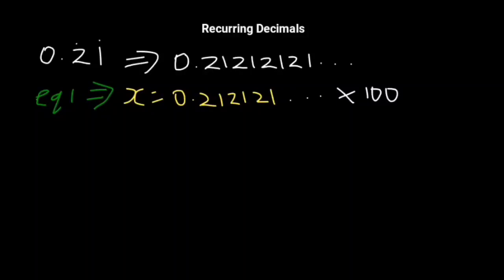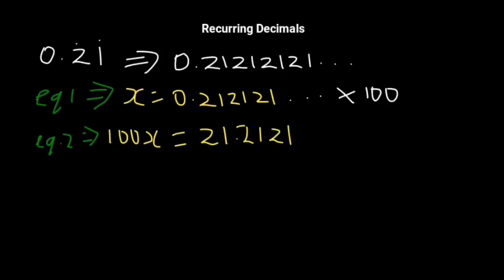Good. So when we multiply our equation 1 by 100, we're going to have equation 2. Let's label that equation 2. So when we multiply our equation 1 by 100, our equation 2 would be 100x, because we multiplied the x by 100, so that's 100x is equal to 21.2121. Yeah, so that is where we are currently. Now we have equation 1 and equation 2. What's the next step? What we're going to do now is subtract equation 1 from equation 2.